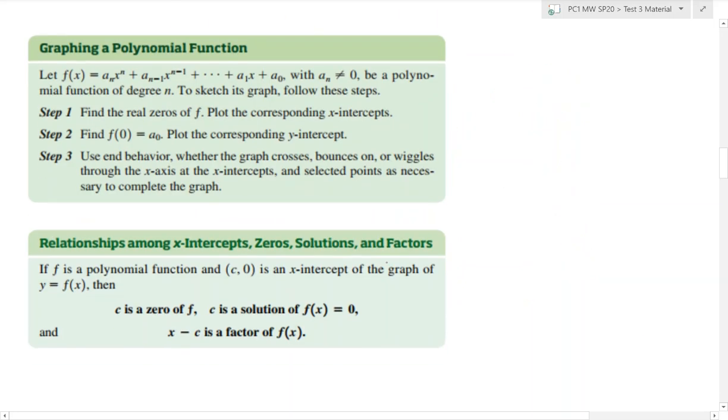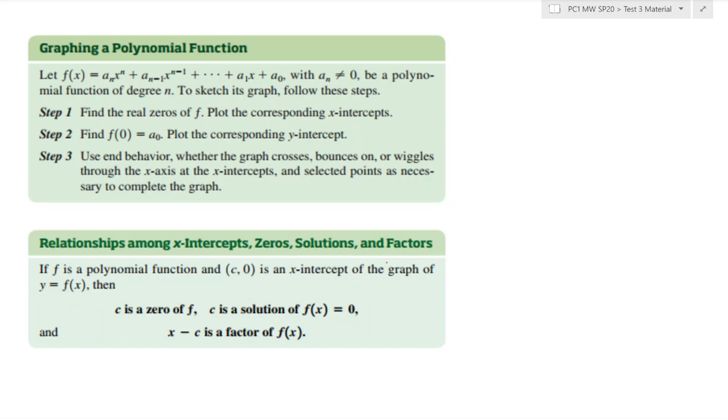All right, graphing a polynomial function. If you have some polynomial function of degree n, you want to follow these steps. First, you find the zeros of f, the real zeros, and plot those corresponding x-intercepts. We're going to find that with factoring, with synthetic division, with long division at times.